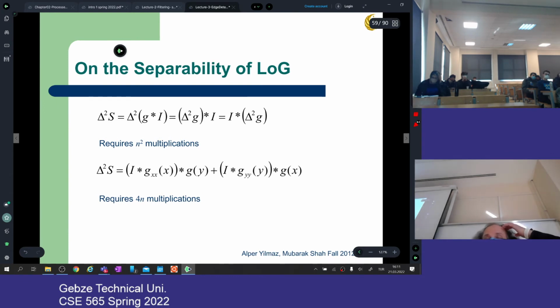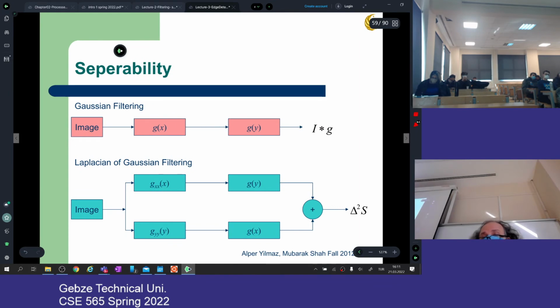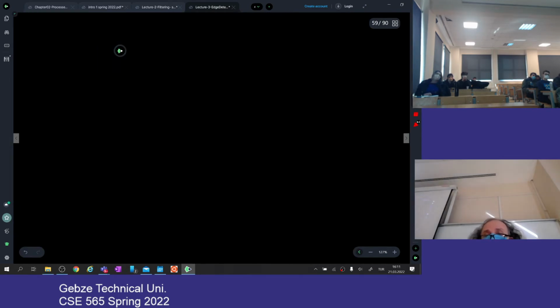But the noise is the main problem with this operator, because taking the two derivatives one after the other will amplify our noise, and that's not going to be good.